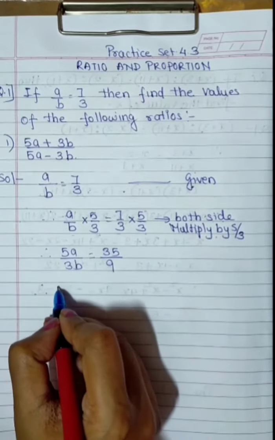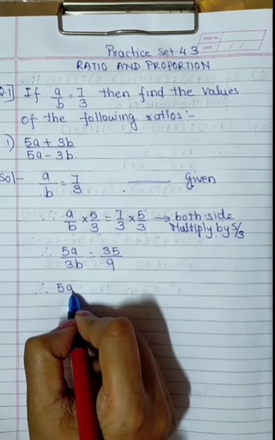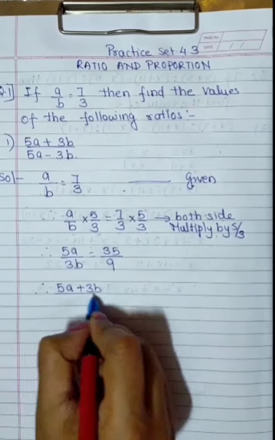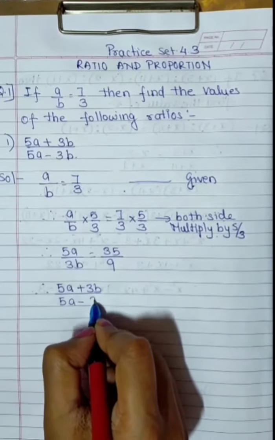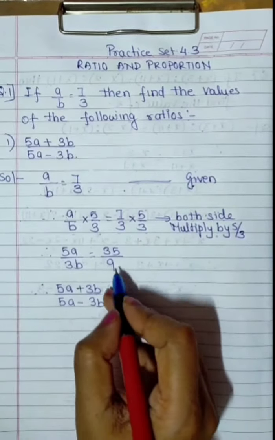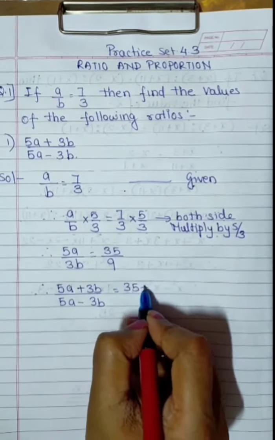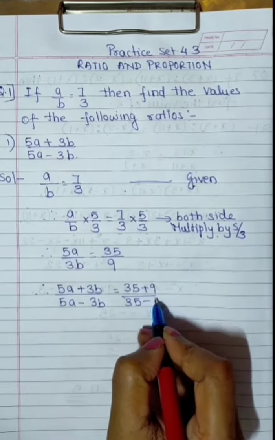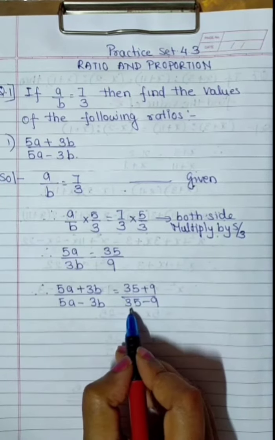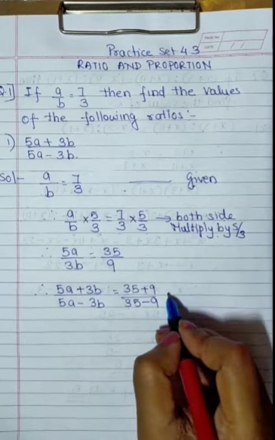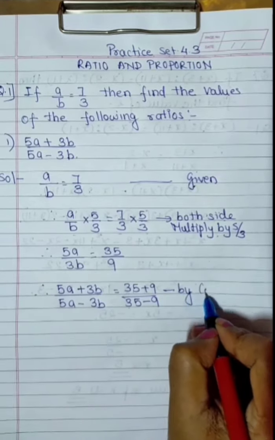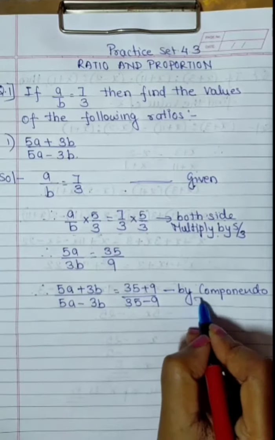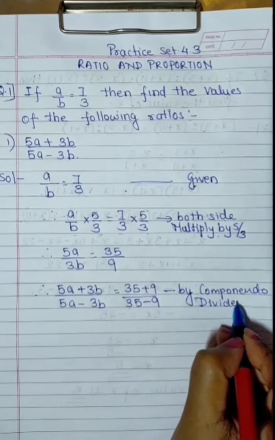Now we'll write the sum, 5A plus 3B upon 5A minus 3B is equal to 35 plus 9 upon 35 minus 9, by componendo and dividendo.